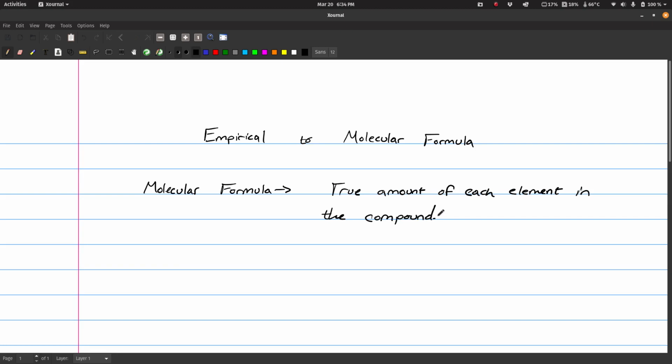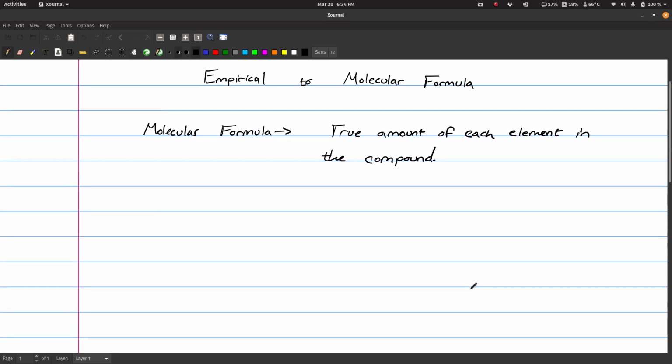Okay, and then we look at our empirical formula, and we remember the empirical is just the simplest whole number ratio of the elements in the compound. So, for example, I'm going to use one that I used in the previous video. We have our molecular formula of glucose, which is going to be C6H12O6. I'll write down glucose.